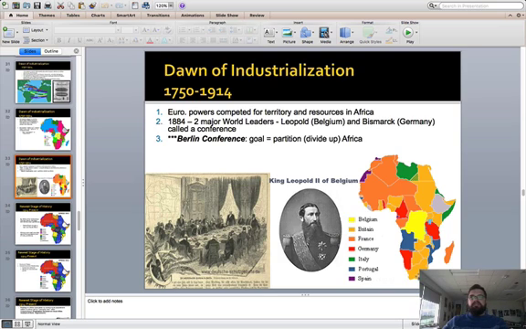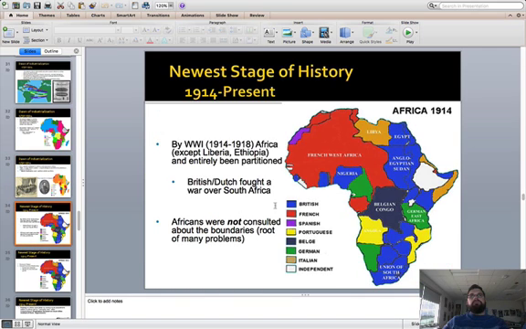Now, of course, when they do this, they're not thinking about Africa at all, or the ethnic groups in Africa and who gets along with who. So they just throw groups together that don't like each other. But Europeans could care less. And this is going to create, again, a lot of the setup for the hostility we see today in Africa. So they divide up Africa, and of course, the main thing here is that they don't consult Africans about it.